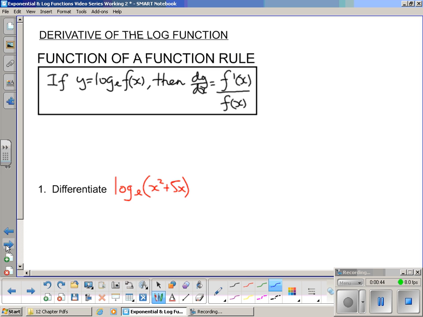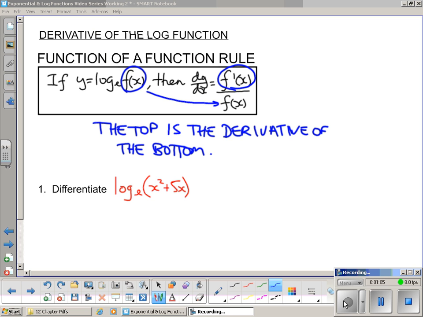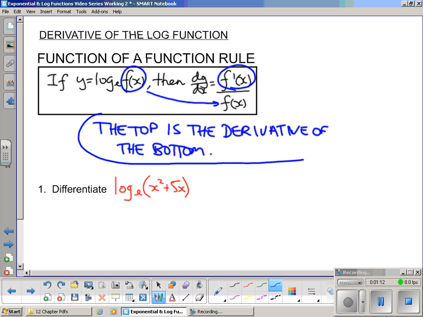And that's the function of a function rule. A bit like what we said just then, even if this isn't an x and it's some more complicated function, it ends up down the bottom in the differentiated version with the differentiation of it on the top. So the top is the differentiation of the bottom. So when we're taking the derivative of a log base e function, the top is the derivative of the bottom.